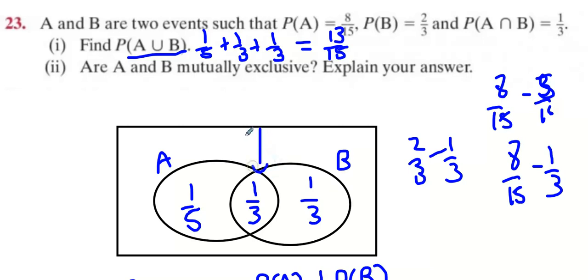Is A and B mutually exclusive? I'd say no, because A intersection B is not empty. See that symbol there? That means it's not empty. A intersection B is not empty. Or you could just explain that in words: A intersection B exists. This means that it cannot be mutually exclusive. Is that all right?